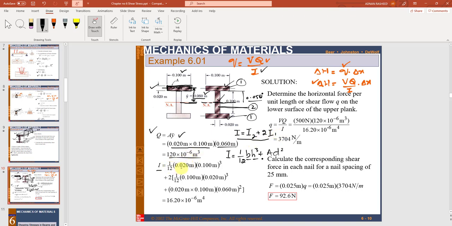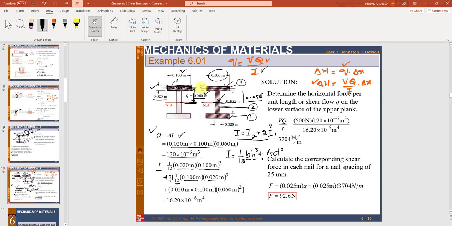Now 1 over 12, what is B of I2, which is equal to 0.020, and total height is 100 millimeter, that is 0.100. So 1 over 12 B, and this is H cube, plus as D is equal to 0, the remaining term will be 0, plus 2 times I1. Now what is the second moment of inertia of I1? That is equal to 1 over 12 B. What is B? B is this distance which is mentioned over here. And what is height? Height is this thickness which is 0.020. So 1 over 12 BH cube plus AD square.